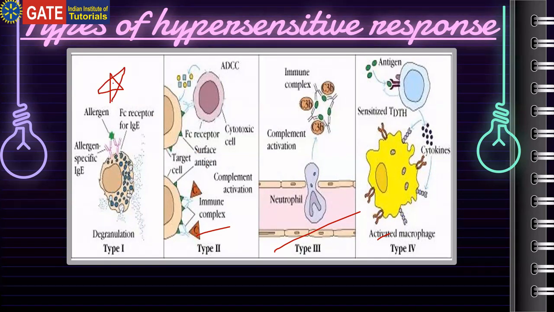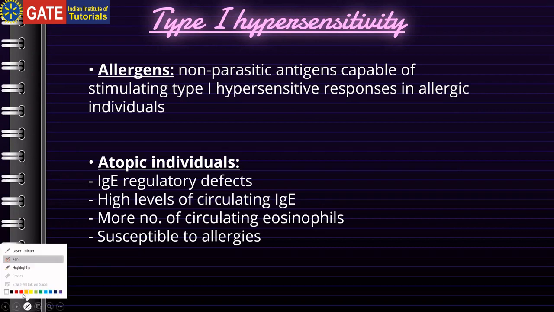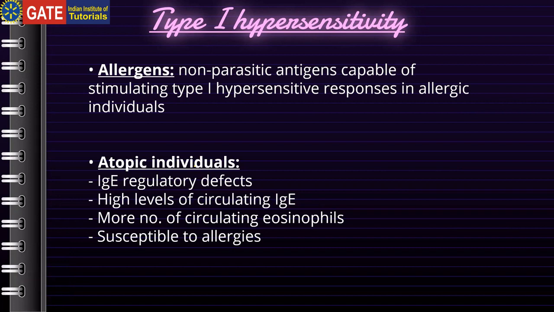Let's start with the first one, type 1 immediate hypersensitivity. If everyone quickly recalls what I told you about type 1: elevated level of IgE. Friends, among all the types, type 1 and type 2 are the most important from the exam point of view. Whenever they ask a question, mostly they ask from either 1 or 2. So make sure that you understand the concept very correctly. Follow me, everyone.